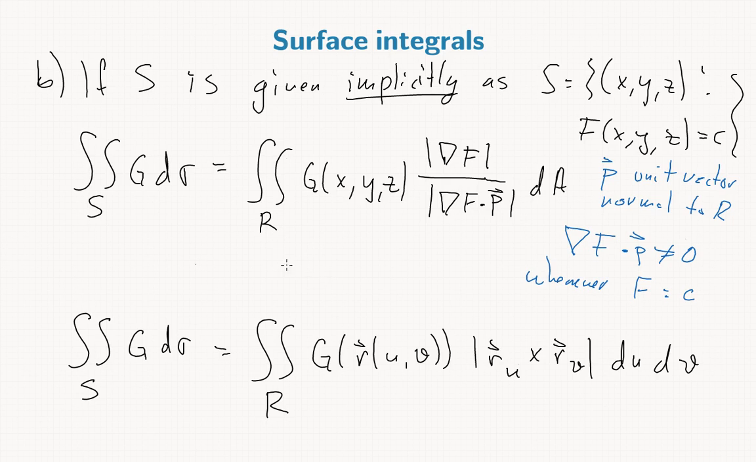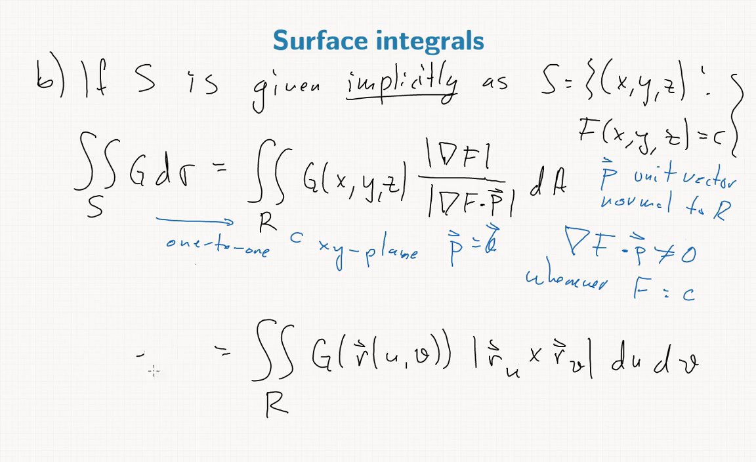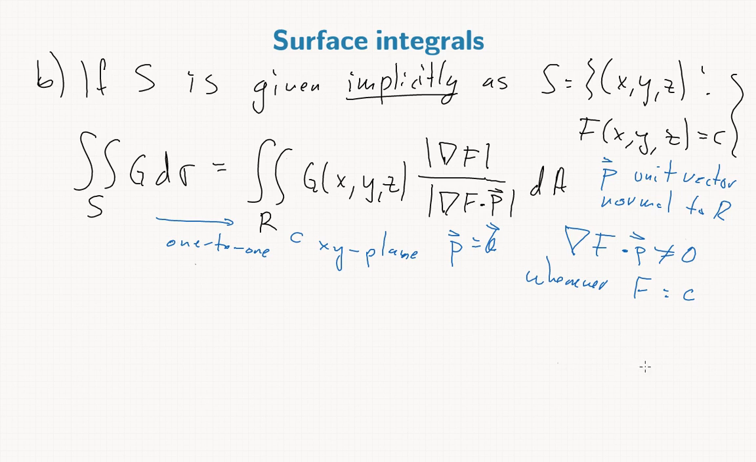So R, as before, will often be, like if we took p to be k here, then R would be contained in the xy plane. And in general, it's some plane region that we can project S onto in a one-to-one fashion. So R and p are the same as what they were in the previous unit.